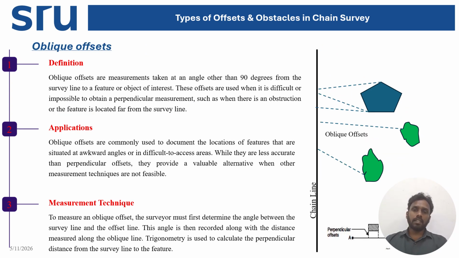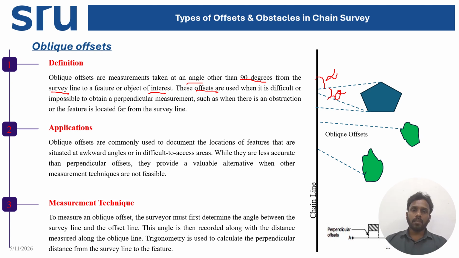So last we have seen it is 90 degrees. The same structure when you are marking with respect to an incline other than 90 degrees. So you can see this is not at 90 degrees. So there are variations in this particular inclination. So the angle should be measured, right? So when you are taking a measurement at an angle other than 90 degrees from your survey line to your objects, this type of offset is called oblique offset.